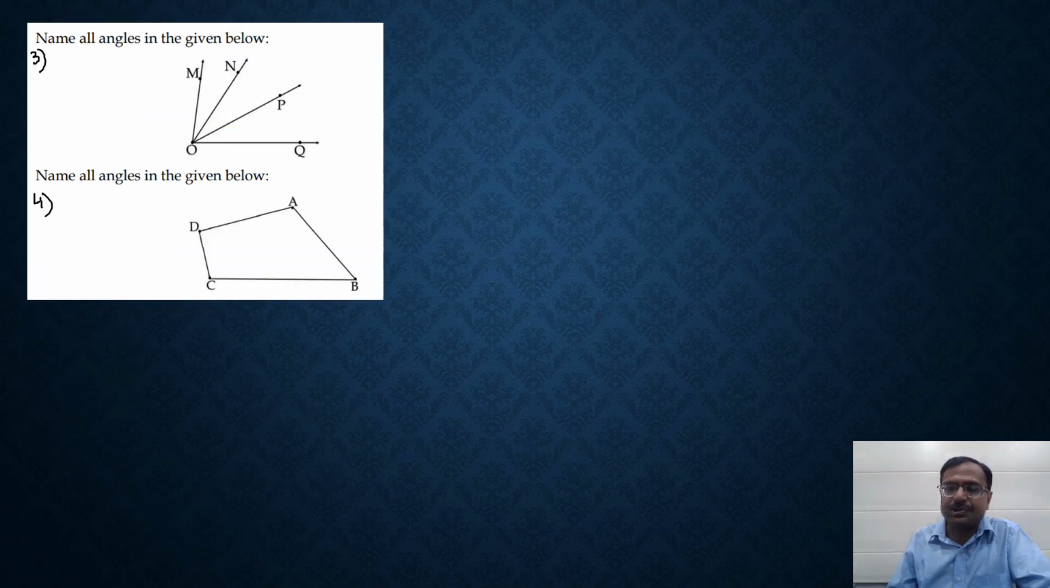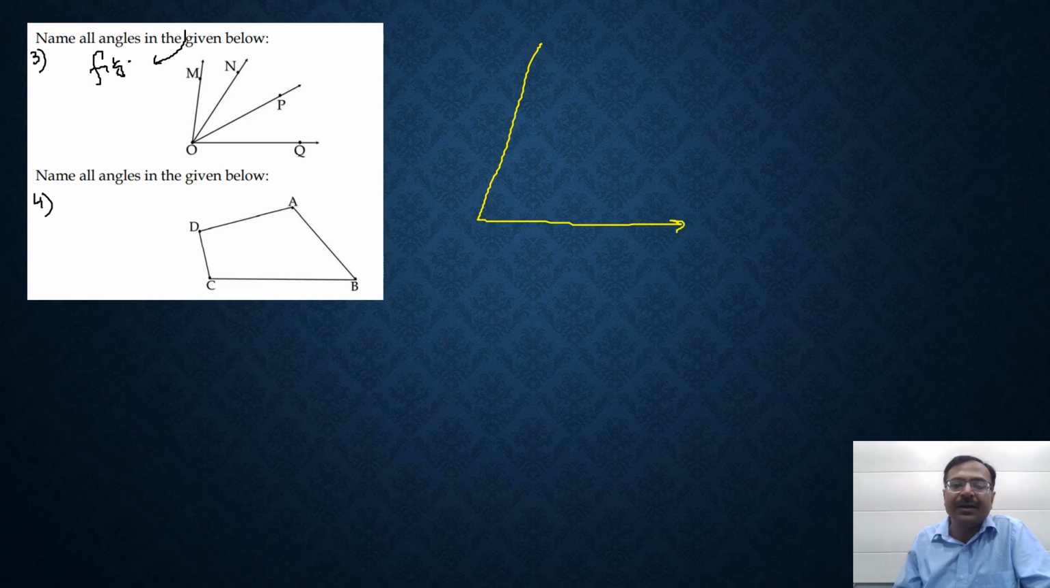Let's see some other questions. Look at this third question. Name all the angles in the figure given below. Now, there's a word missing there, in the figure given below. Right. So this figure has some angles in it. And if you see carefully, we have one angle, which is the largest one, like QOM.